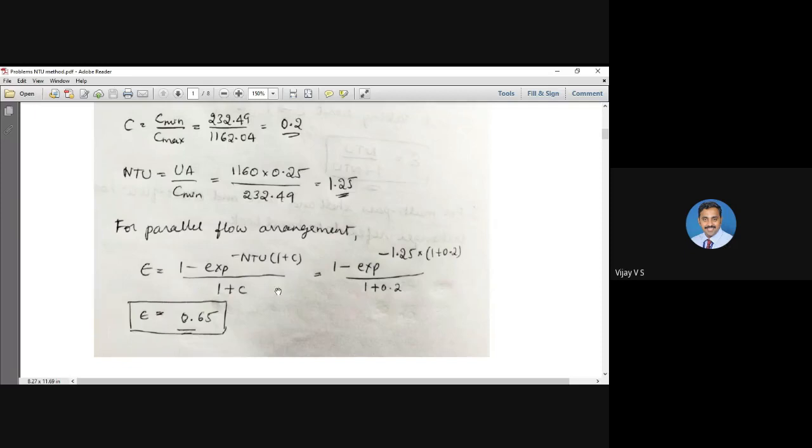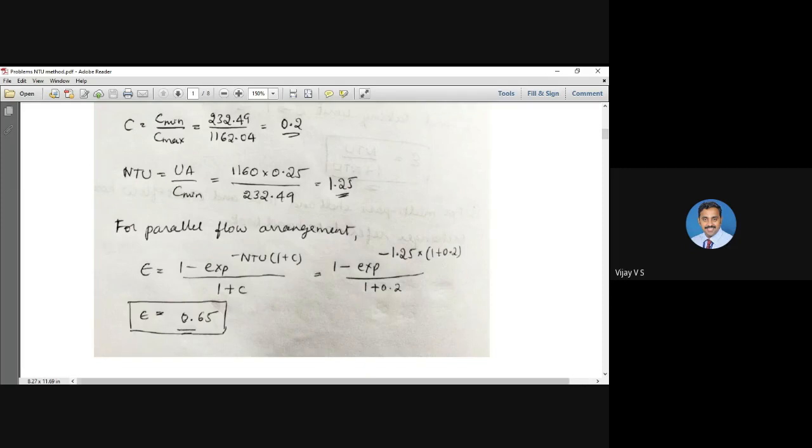Now we know the effectiveness formula, which is given by this one: 1 minus e power minus NTU into (1 plus C), divided by 1 plus C. If I substitute all the values, I will get effectiveness as 0.65.